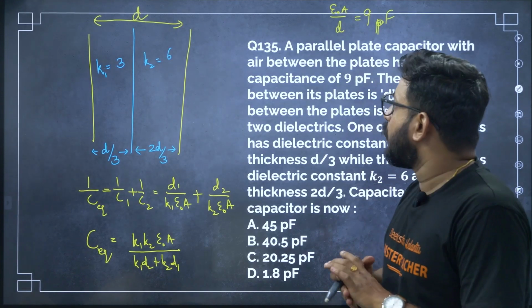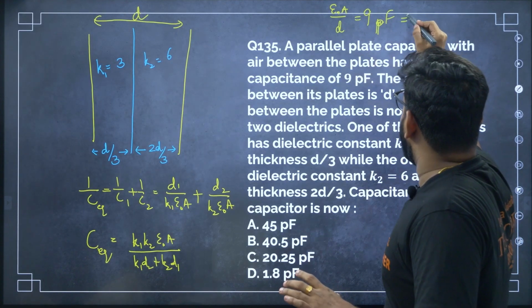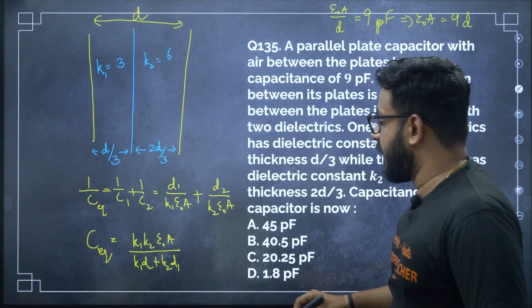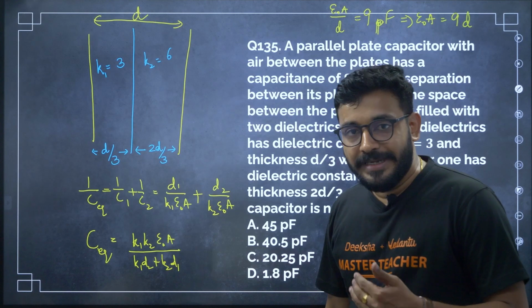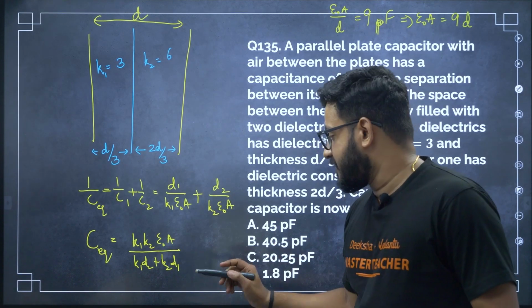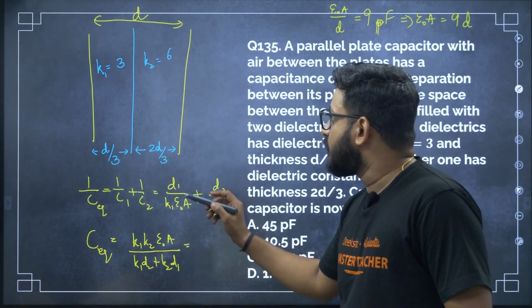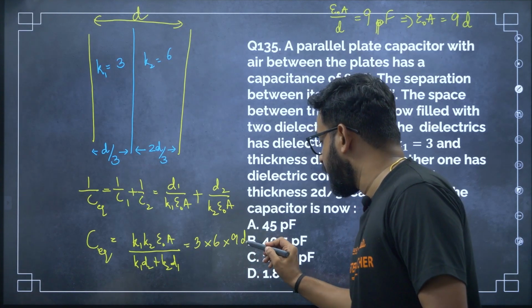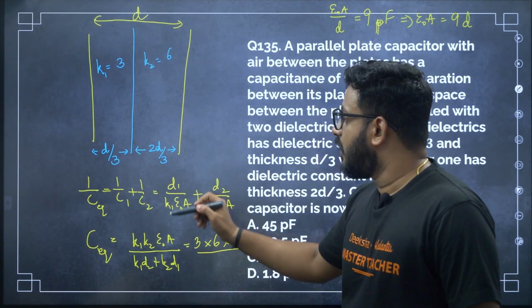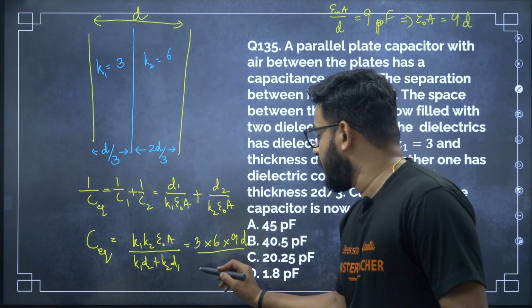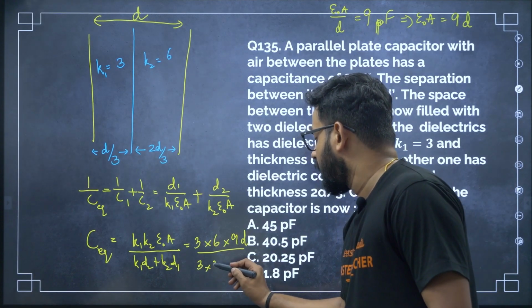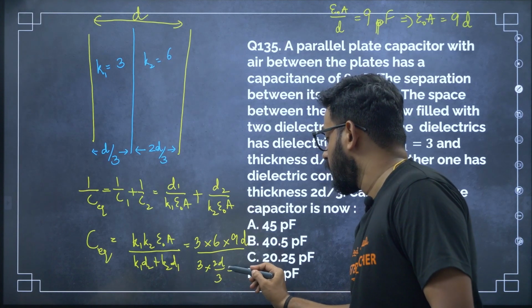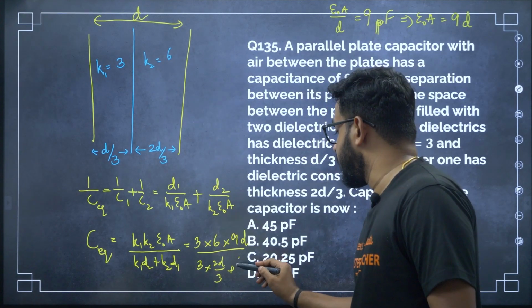So now what do we do is, epsilon naught can be written as 9D. Okay, 9D. So substitute in place of epsilon naught 9D, and rest all of them can be substituted as it is. You can do the substitution yourself. So we have 3 into 6 into 9 into D divided by 3 into 2D by 3. Okay, K1 D2 plus K2 D1, 6 into D by 3.